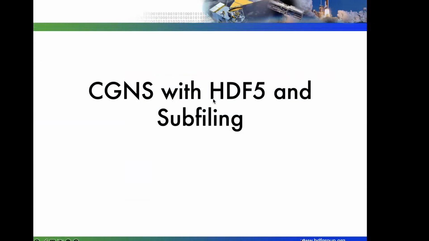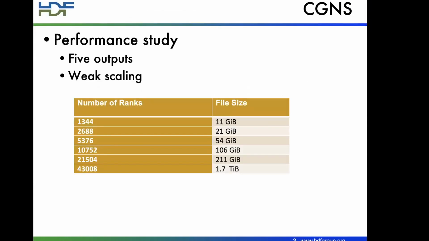So I ran this test case over the last month on Summit. I was testing out CGNS with HDF5, and I've presented results before, but this is for running from no local storage to GPFS on Summit. For this case, I did 5 output dumps at each rank setting.